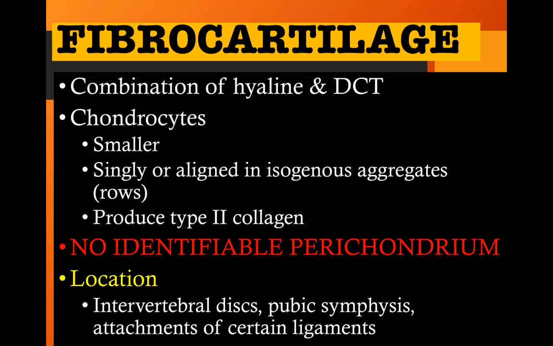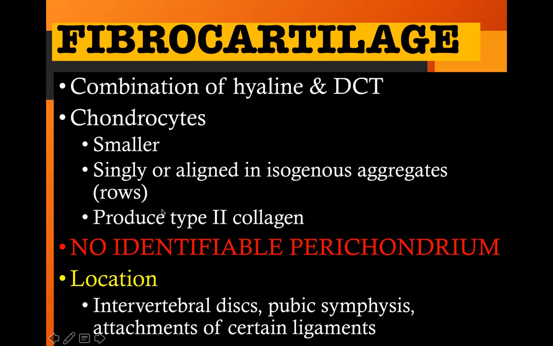This is known as your fibrocartilage. The chondrocytes here are smaller and they are arranged singly or in isogenous aggregates. Now, let me correct that. In hyaline and elastic cartilage, they are arranged singly or in isogenous groups. In the fibrocartilage, the chondrocytes are arranged in rows. Don't answer singly or in isogenous aggregates. They are arranged in rows. They produce type 2 collagen.